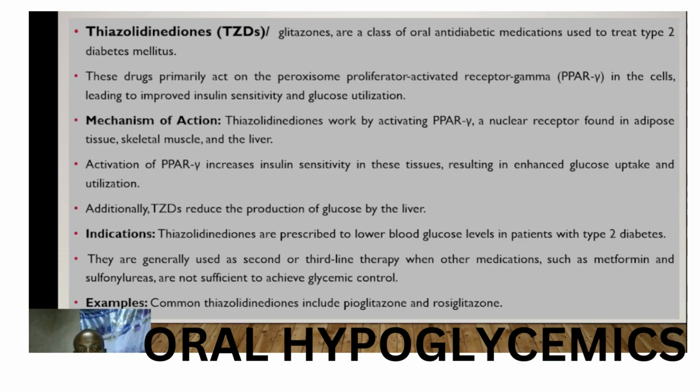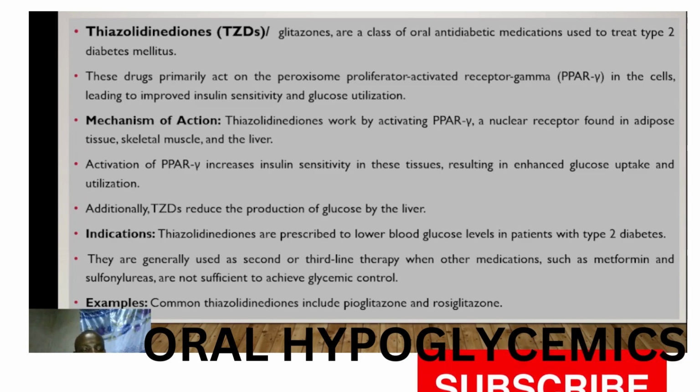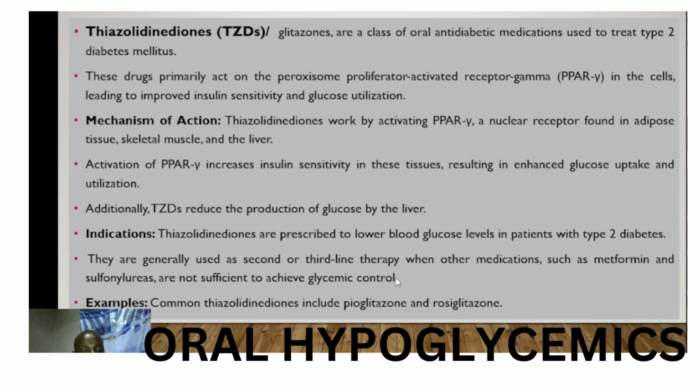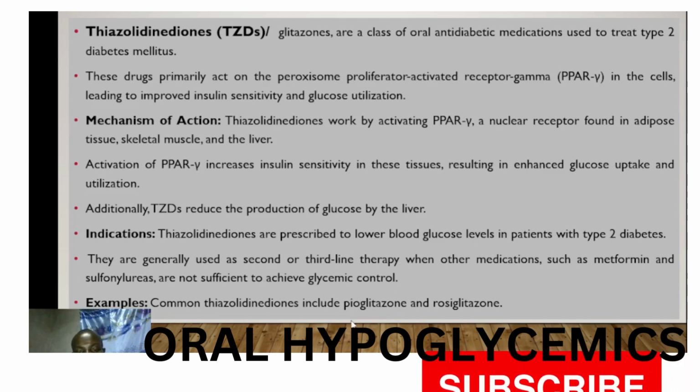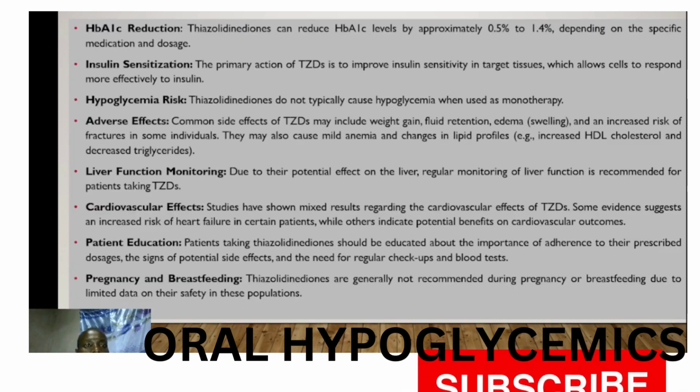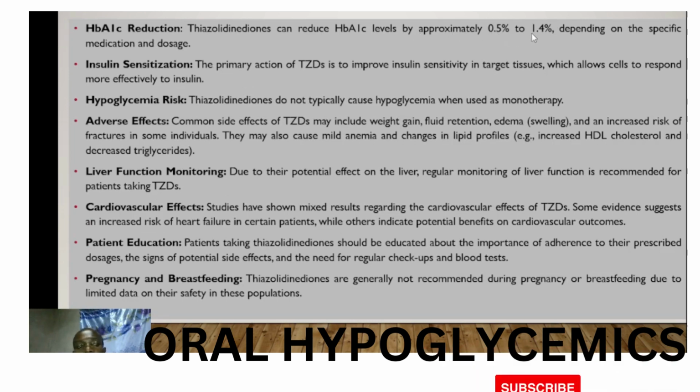Indications. They are normally prescribed to lower blood glucose in patients with type 2 diabetes, and are generally used as a second or third line therapy when other medications such as metformin and sulfonylureas like glibenclamide are not sufficient to achieve glycemic control. Examples of thiazolidinediones include pioglitazone and rosiglitazone. They are also able to reduce HbA1c levels by approximately 0.5 to 1.4.